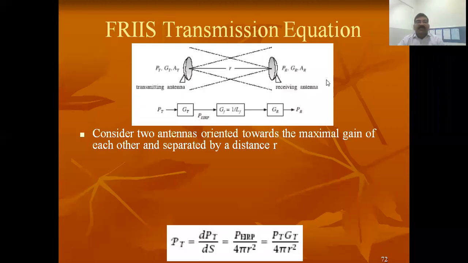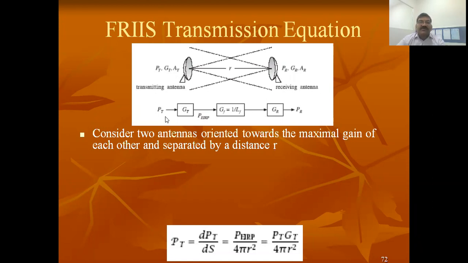So we will go for the Friis transmission equation. It gives that if two antennas are there, separated by a distance r, what should be the transmitting power, gain, and aperture of the antenna? These are the three prominent parameters. Another parameter is also considered, the receiving antenna.